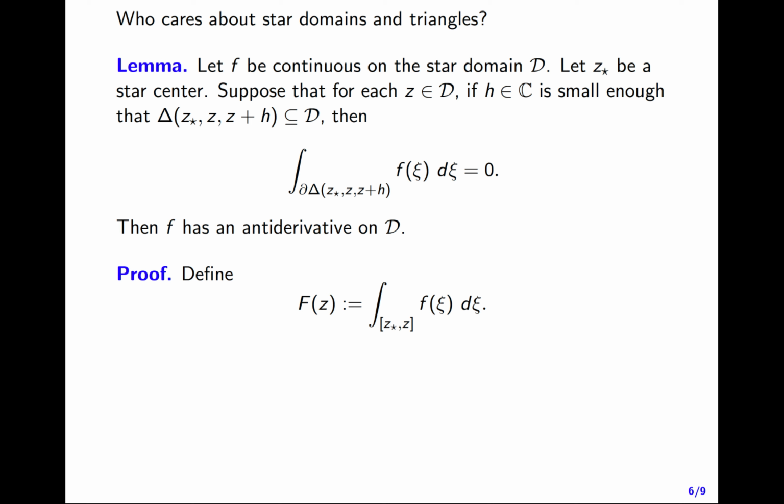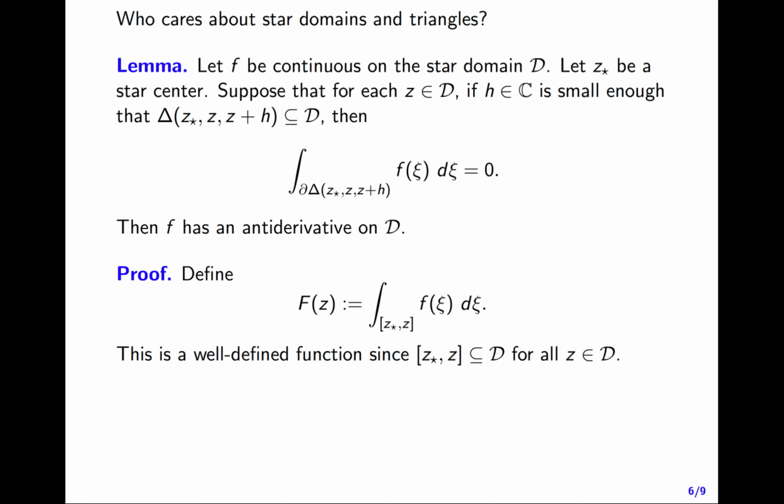Let's define the antiderivative to be the integral over a line segment. So we'll define capital F of z to be the integral over the line segment from z star to z of f. Now this is a well-defined function. Here's why. The line segment from z star to z is contained in D for all points z in D. And why is that? Because D is a star domain and z star is a star center.